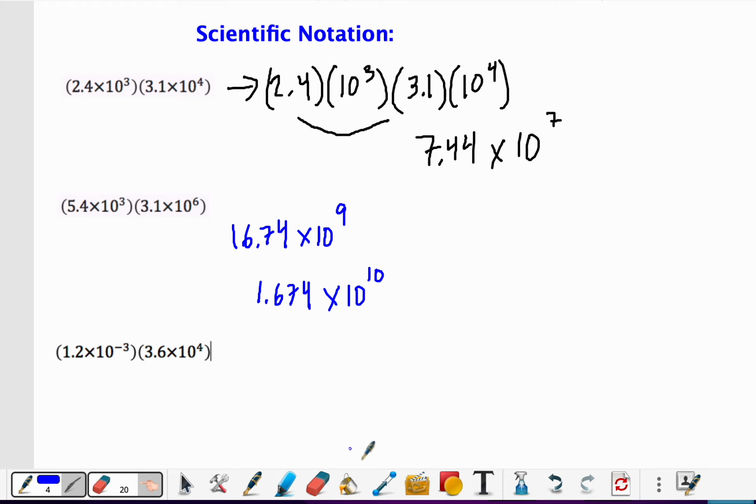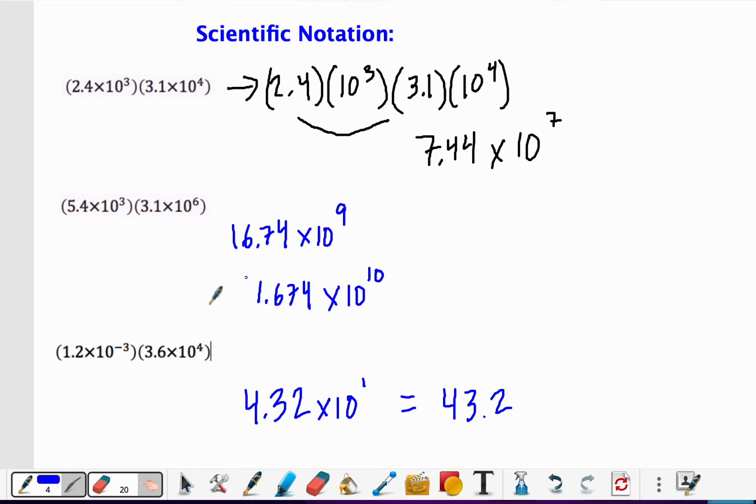You can try this last one on your own if you want to pause the video, but I will just burn through it right now. We take 1.2 times 3.6. We get 4.32. Then we would have times 10 to the power of negative 3 plus 4 is just to the power of 1. So realistically, this would be kind of a silly one to do in scientific notation. You could probably just say it's 43.2. But if you wanted to give your answer in scientific notation, there you are.